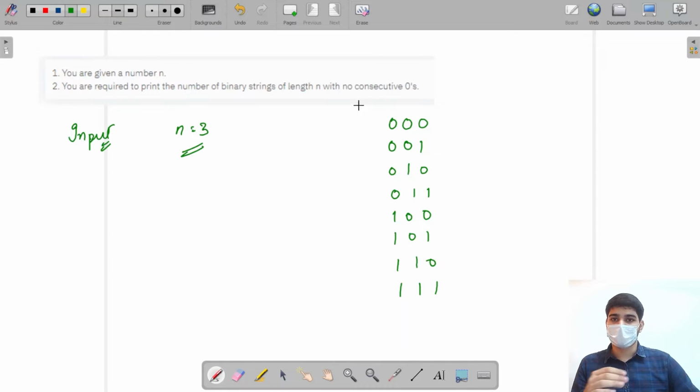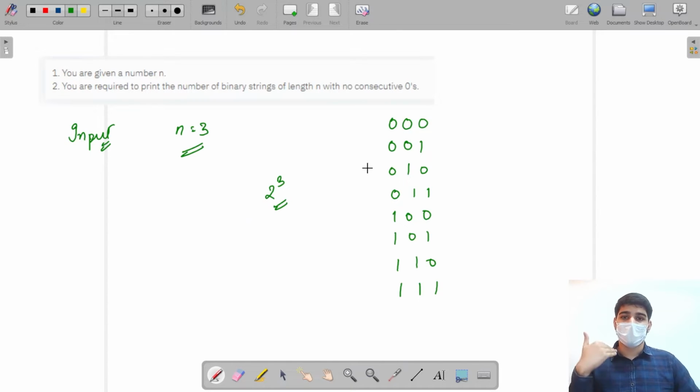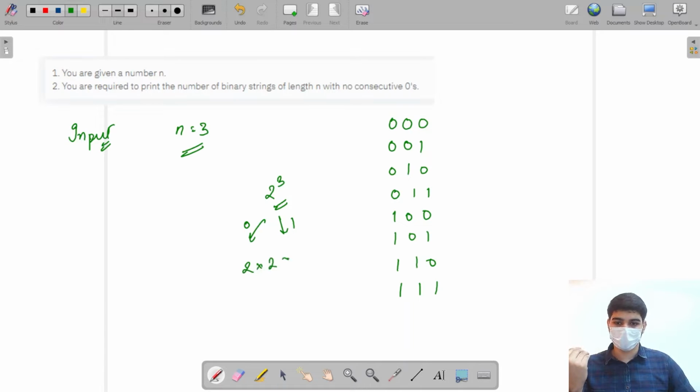This accounts for a total number of 8, which is nothing but 2 to the power 3. And it's because at each and every step, at each and every length, I'm getting two options: either I can have 0 or 1. So two options are 0 or 1. And hence, if I give them 3 times the option of 2, I would get a total of 8, which are the number of binary strings that are possible.